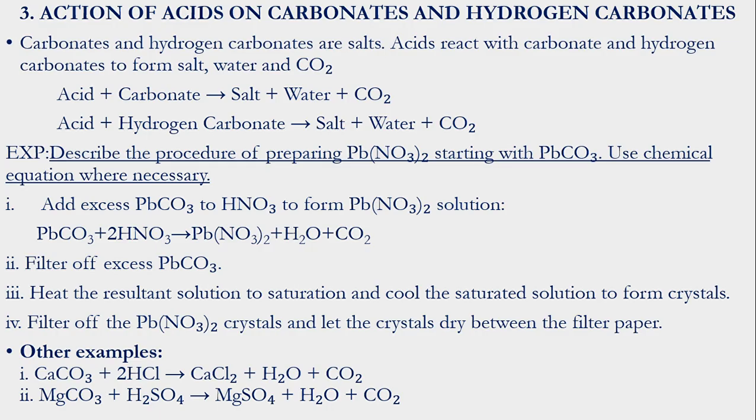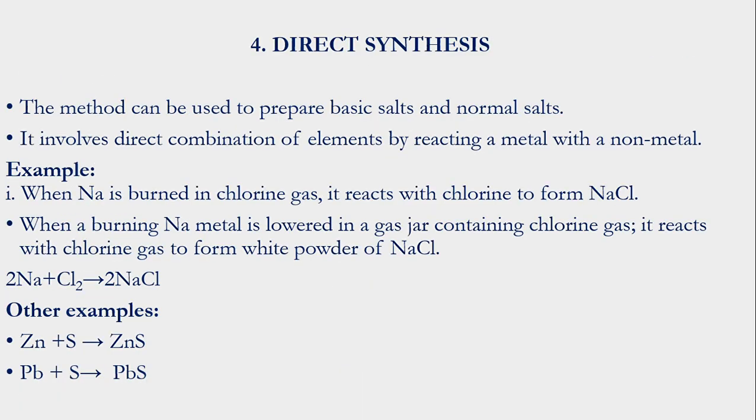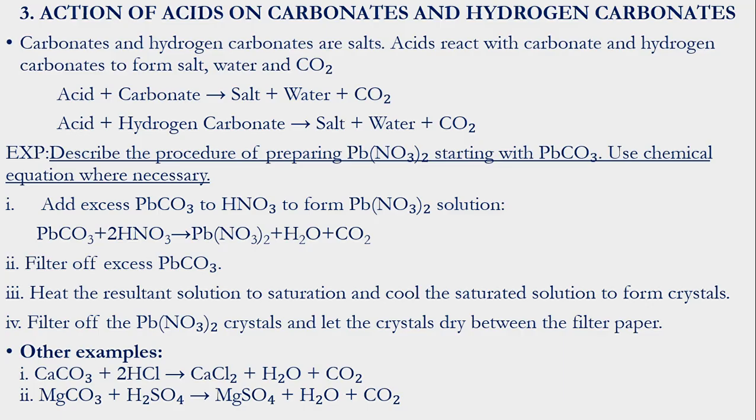Both the carbonates and the hydrogen carbonates. An experiment here, we are to describe the procedure of preparing lead nitrate, starting with lead carbonate. So here you have to know what the starting point is. So you have to react the carbonate with an acid, and now if we want the lead nitrate, and you have the lead carbonate, definitely you are going to react the carbonate with nitric acid. So this one, we have the procedure here.